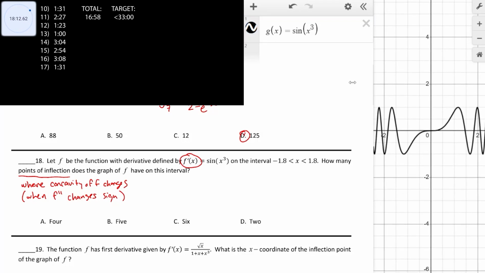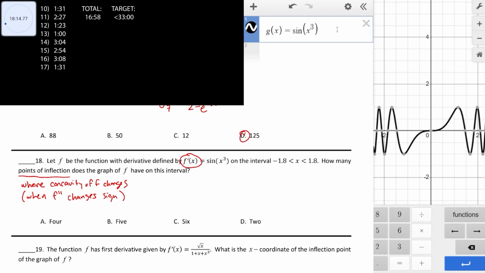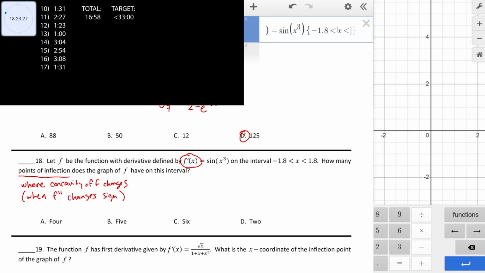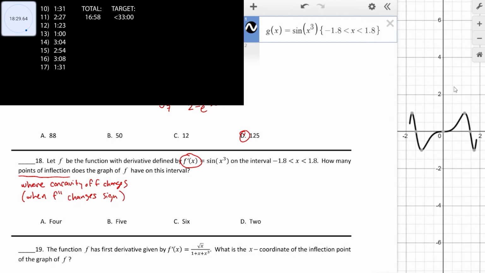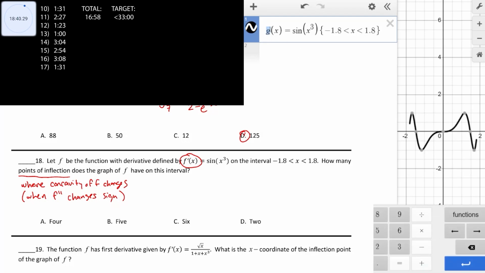And if you really just want to see exactly what you're supposed to be looking at, you can use these little curly brackets and type in negative 1.8 is less than x is less than 1.8. Close the curly brackets, and that will give you the appropriate domain restriction. Let me bring that out a little bit so you can see. Okay, so we're looking at this graph, and remember, this is f prime. This is not f. We just called it g because, watch this, if I try to do f prime, it's not going to let me do that. So I just have to give it a different name.